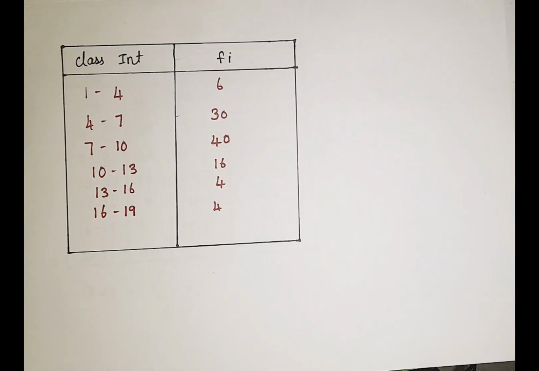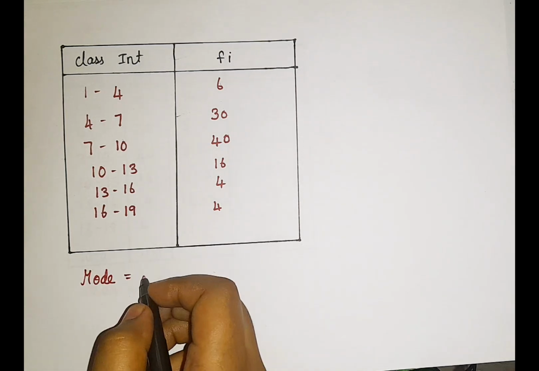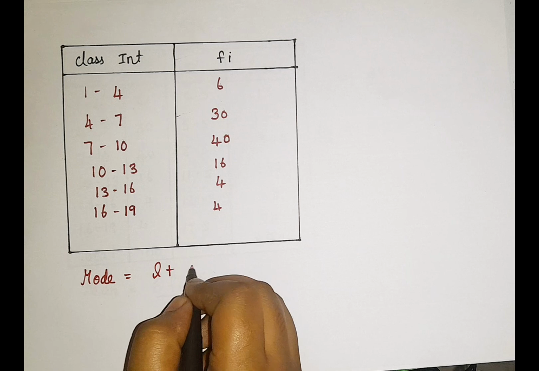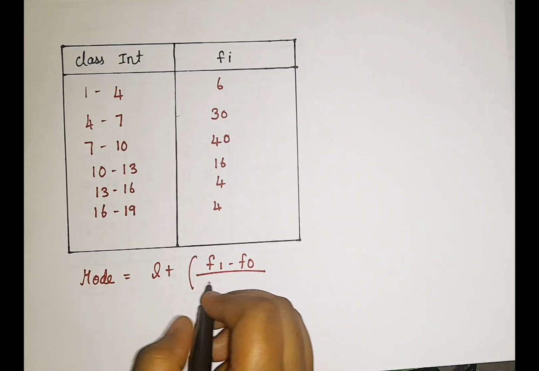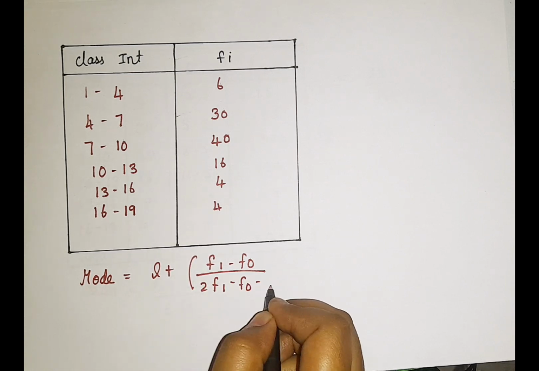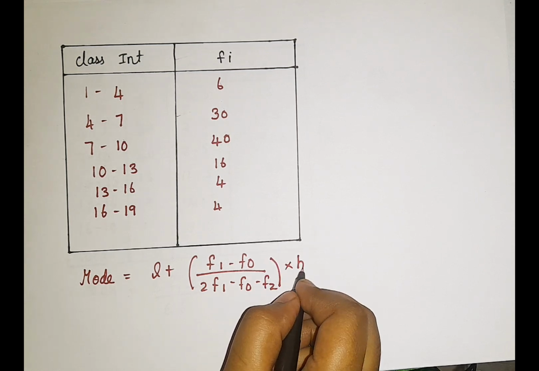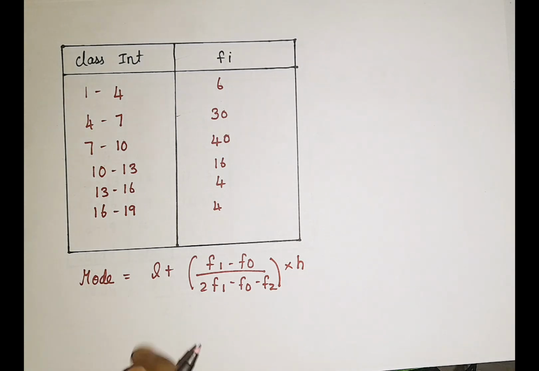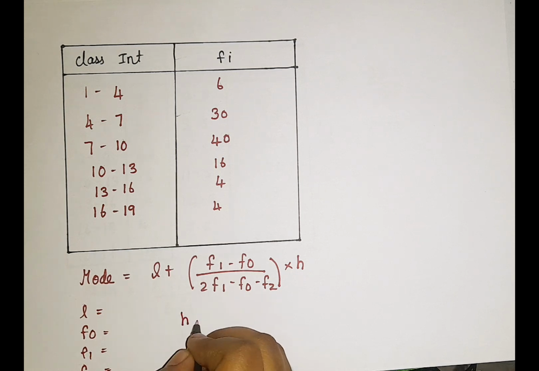Okay guys, again I drew the table. Now we are going to find the mode. So what is the formula for mode? L plus (f1 minus f0 divided by 2f1 minus f0 minus f2) into h. So here we want the L value, f0 value, f1 value, f2 value and h value, isn't it?